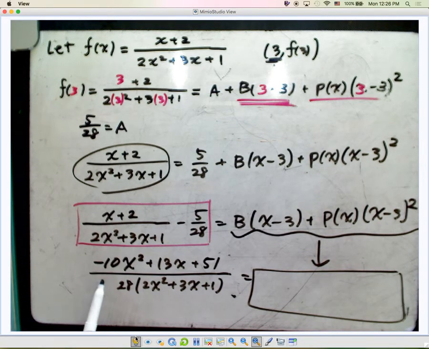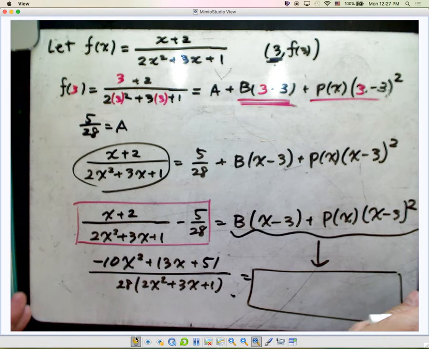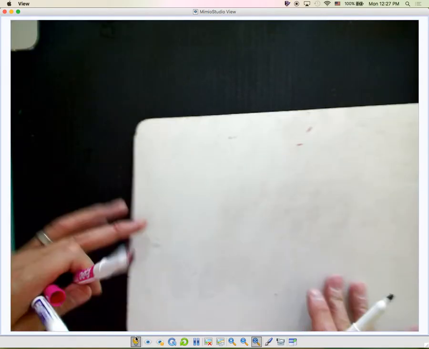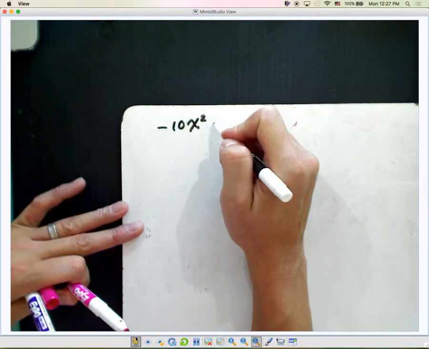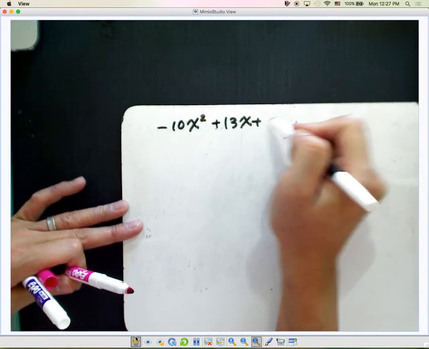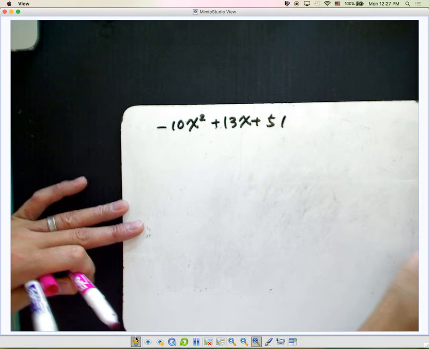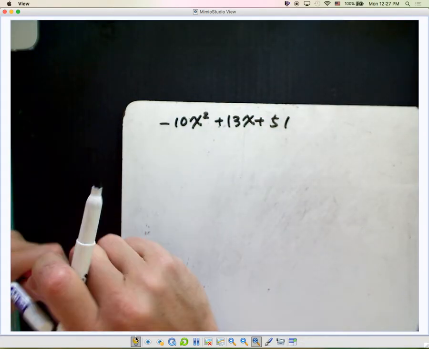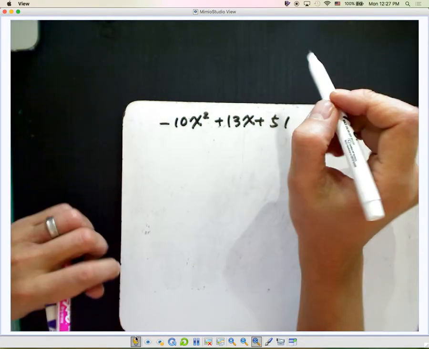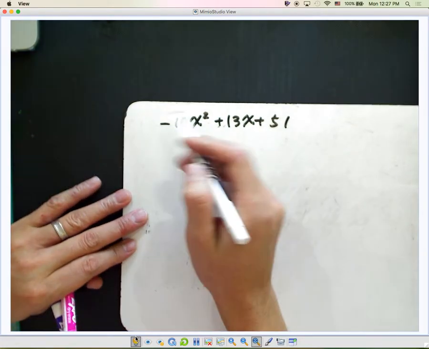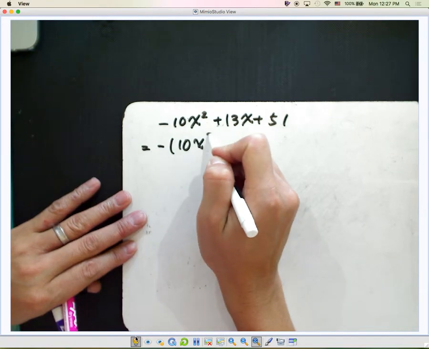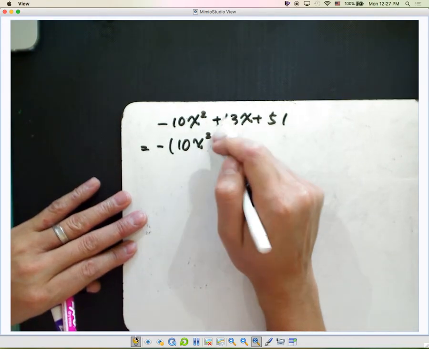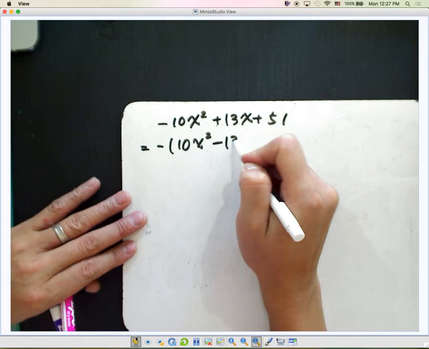If you complete the square here, so let's look at the other one. So we have negative 10x squared plus 13x plus 51. We want to factor this. In Algebra 1, you'll learn how to factor any polynomials. So let me just take out the negative first. So this equals negative times 10x squared plus, not minus, now you're changing the signs, minus 51.